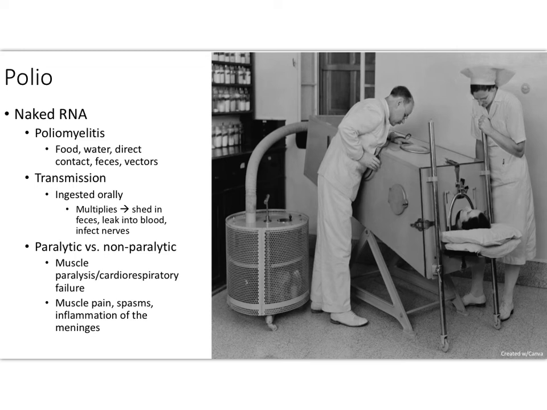Polio is preventable with a vaccine. There are two different types of vaccines that we can use. One is an oral vaccine and one is an injection. Both of them have worked incredibly well to get rid of polio in many places of the world.